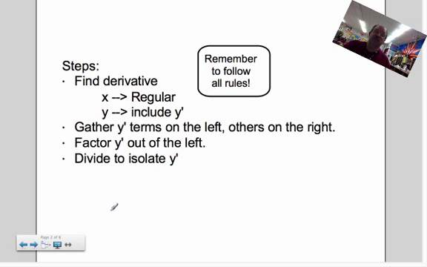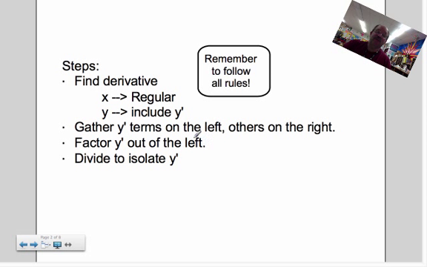Let's give you some details. So there are some rules. What we do is we find the derivative. If it's an x term, we just do like we've been doing. If it's a y term, we take the derivative like we've been doing, but we have to pop a y prime down at the end. Our strategy then might be to gather all our y prime terms on the left and the other ones on the right. You can do it the other way if you prefer, the y primes on the right and the others on the left. I don't really care. Basically, y prime terms on one side, not y prime terms on the other.